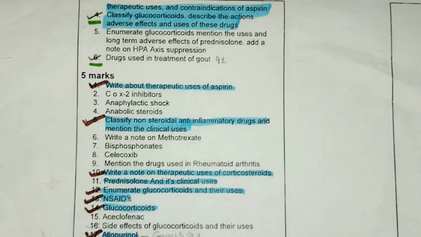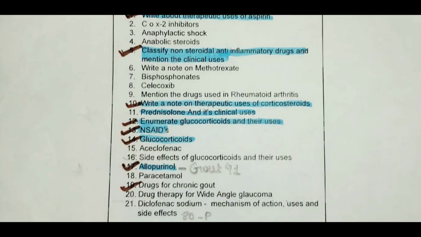15th, aceclofenac. 16th, side effects of glucocorticoids and their uses. 17th one, allopurinol. 18th, paracetamol. 19th, drugs for chronic gout. 20, drug therapy for wide-angle glaucoma. 21, diclofenac sodium, its mechanism of action, uses and side effects.